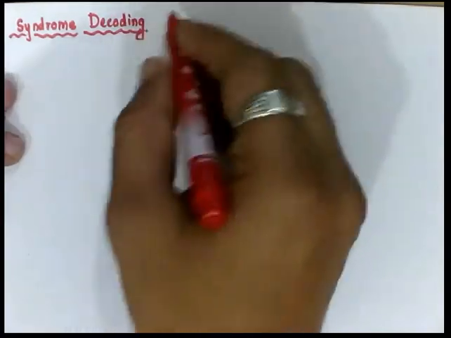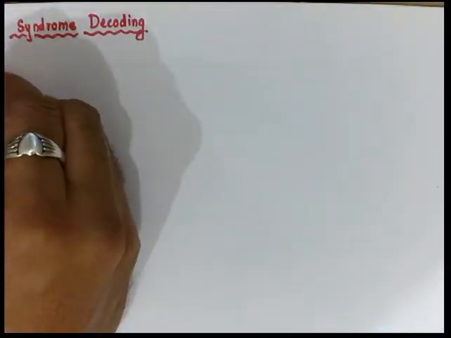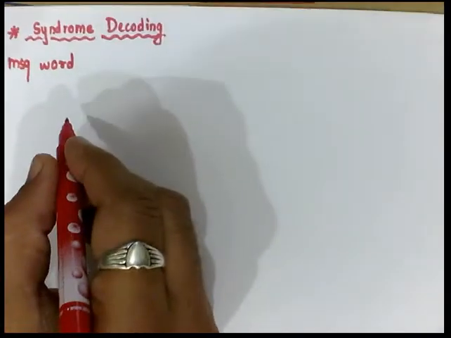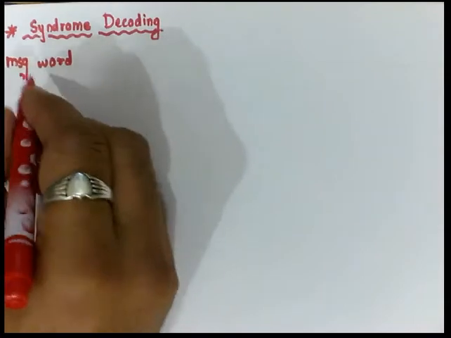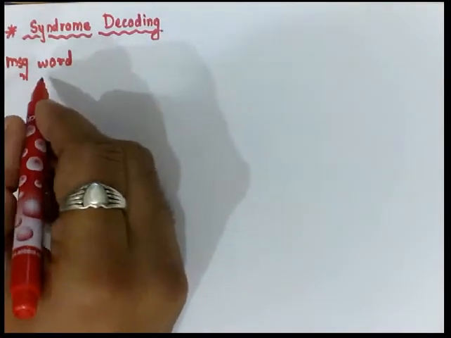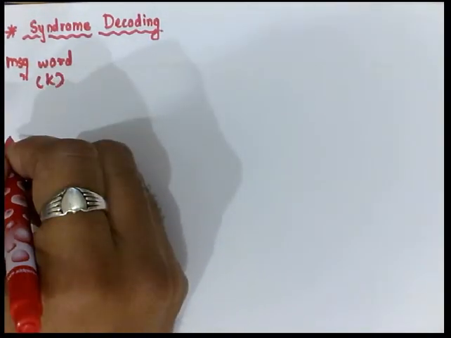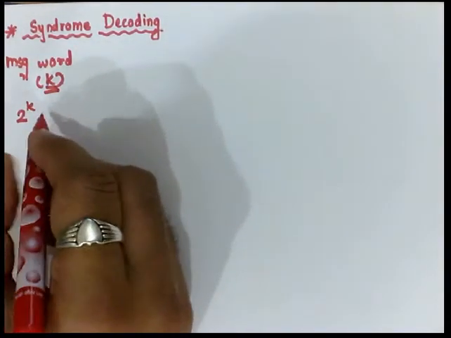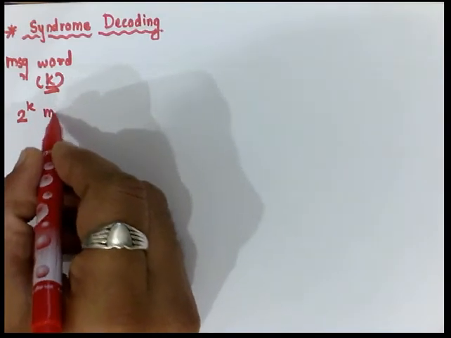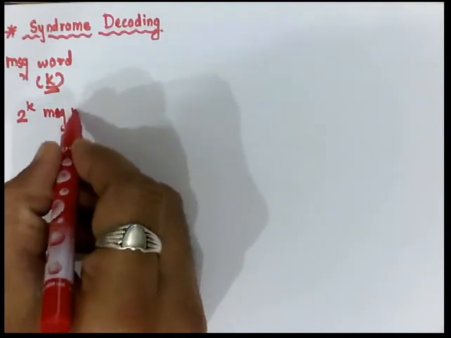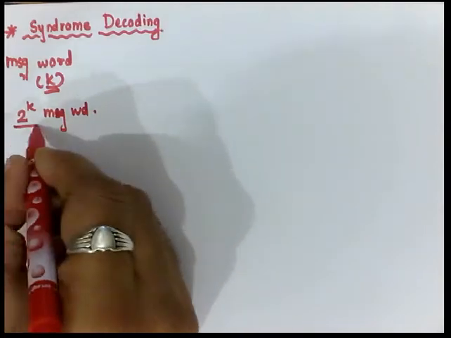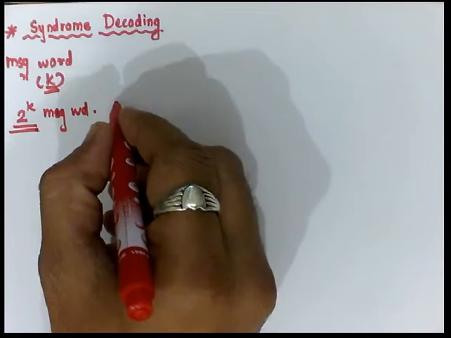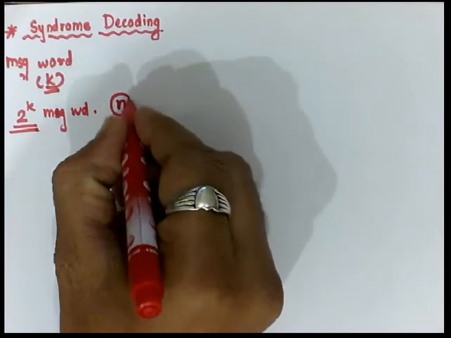In case of encoding, we have seen we begin with the message word. So this is what the message word is. It may be 3 bits or 4 bits. So we used to call it K, that is the number of message bits. Based on the K, we find 2 raised to K message words. And these 2 raised to K message words are able to generate the total number of encoded words.